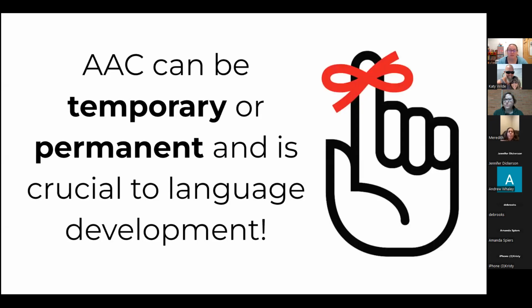And the big thing that I want to stress is that AAC can be temporary or it can be permanent. But either way, it's crucial to language development. It's that visual language support that allows our children to develop the communication that they need to.